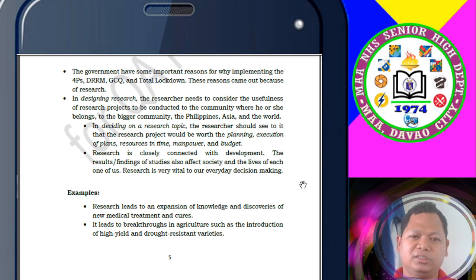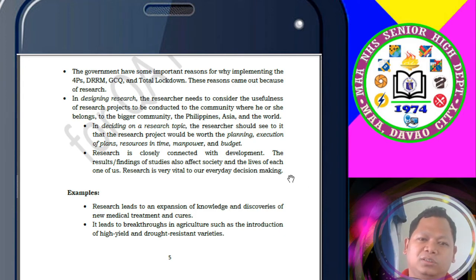The results and findings of the studies also affect society and the lives of each one of us. So research is very vital to our everyday decision making. Okay, I think you're familiar with this, right? So all research, especially in the field of science, is very important to us.